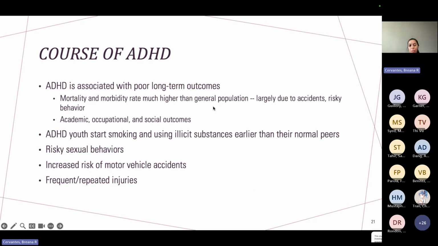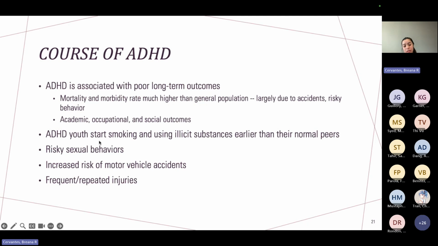So the course of ADHD, when we say course, we mean the developmental course. What is the trajectory? So again, ADHD is associated with poor long-term outcomes. This point here about mortality and morbidity rate, it's not that you're just going to drop and die someday. It's just that usually when we engage in more risky behaviors, that leads to a higher rate of death.